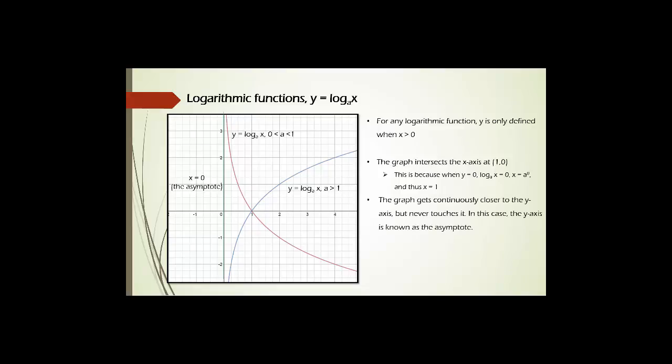The graph gets continuously closer to the y-axis but never touches it. In this case, the y-axis will be known as the asymptote. A particularly important example of a logarithmic function arises when a equals e. You might recall that the value of e is approximately equal to 2.718. When a equals e, the graph is known as a natural logarithmic function or a ln graph.